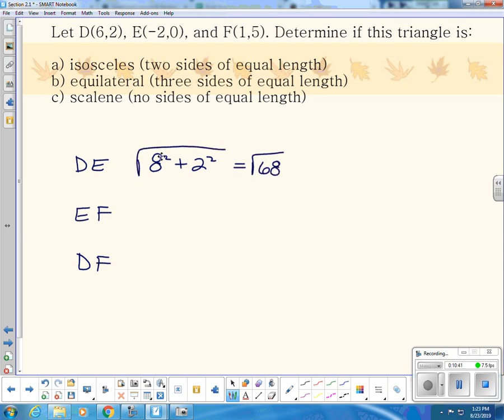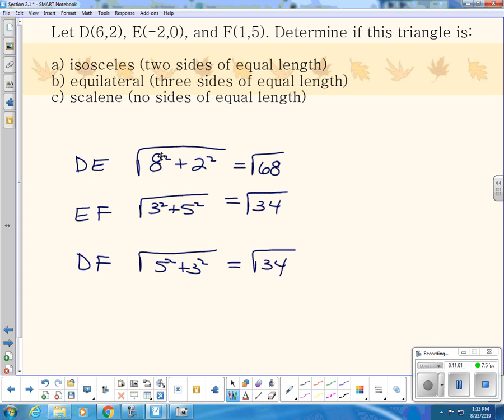All right, and our EF distance is 3 squared plus 5 squared, which is the square root of 34. And our DF distance was 5 squared plus 3 squared. Isn't that the same thing as 3 squared plus 5 squared? Right. So we didn't even have to do the adding. We could have just shown this and said I can see, right?